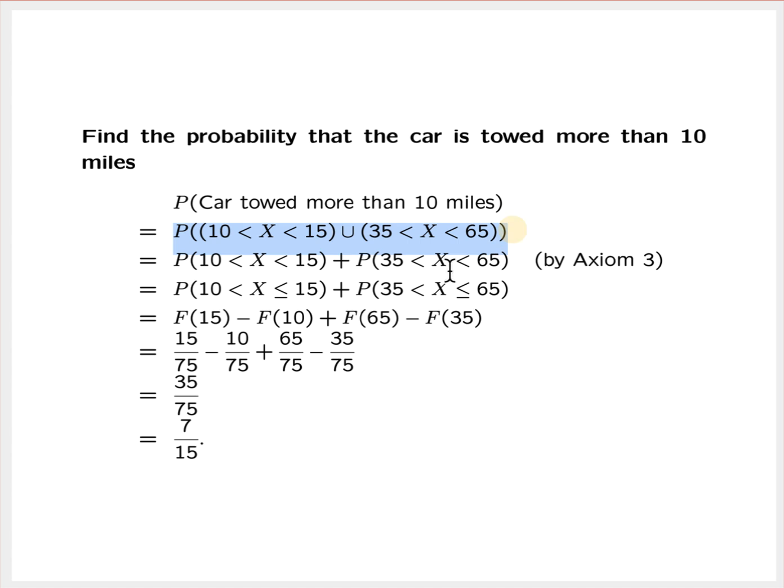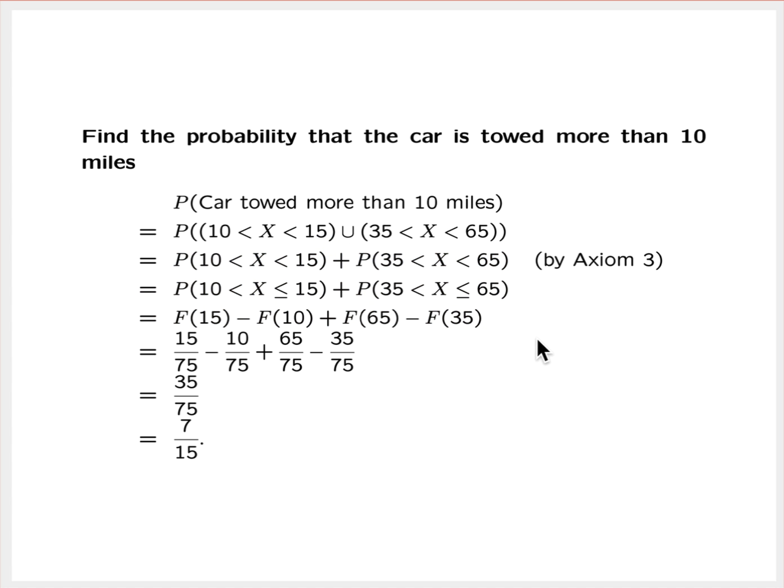So we have here the probability of a union of two events. Those events, you will agree, are mutually exclusive. They cannot both happen at the same time. The car cannot break down at a point that is between 10 and 15 miles from city A, and also between 35 and 65 miles from city A. And so by axiom 3, we can decompose the probability of the union as the sum of these individual probabilities.